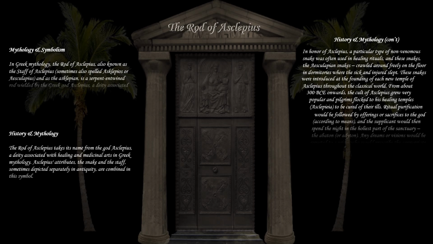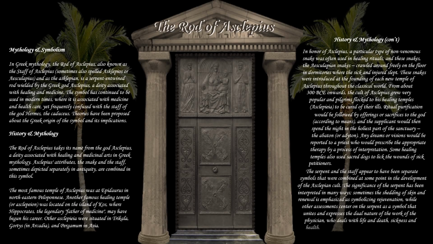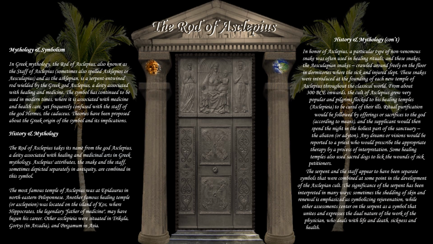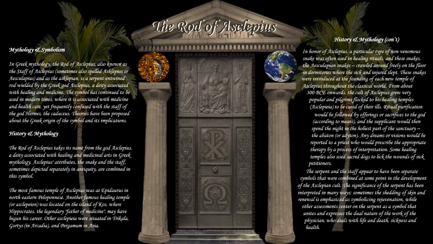The Rod of Asclepius. The rod of Asclepius, also known as the staff of Asclepius, is a serpent-entwined rod associated with healing and medicine. In modern times, where it is associated with medicine and healthcare, it is frequently confused with the staff of Hermes, known as the caduceus. The rod of Asclepius takes its name from the god Asclepius, a deity associated with healing and medicinal arts in Greek mythology.